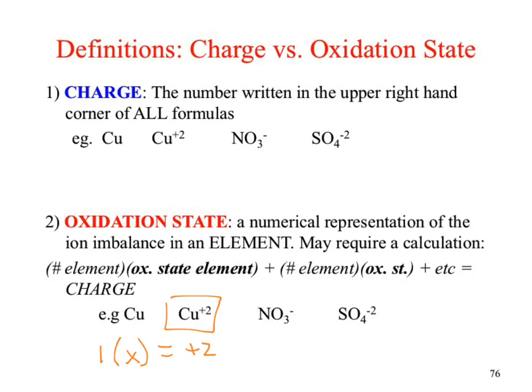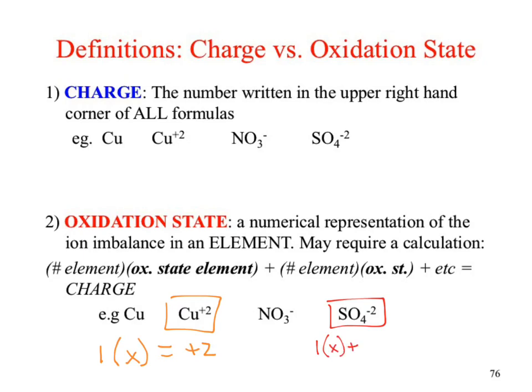What happens if I move to, say, sulfate? Now things can potentially become a little bit trickier. Can I ask the question, what is the oxidation state for sulfate? No, because oxidation state is for an element. Sulfate is not an element, it's a compound. How many sulfurs are in sulfate? 1. I don't know its oxidation state, X.